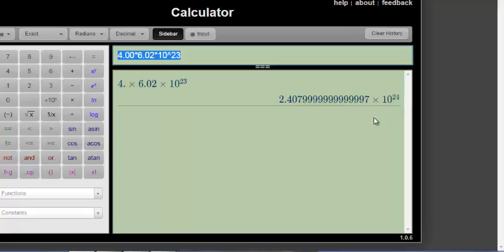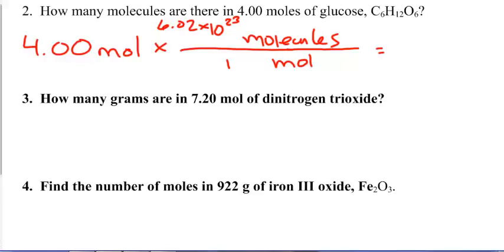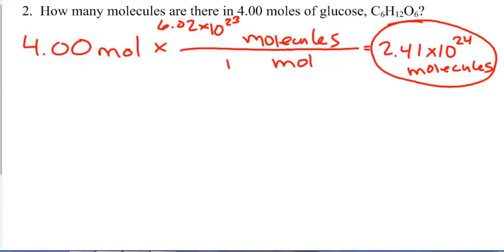So let's go back and think about significant figures. I'm going to need 3 sig figs because 4.00 has 3 significant figures. So rounded to 3 sig figs, it's going to be 2.41. So I've got 2.41 times 10 to the 24th molecules. Moles is going to cancel out, and molecules is what I've solved for. Now, I would suggest to you that you try to set up number 3 on your own before moving on.